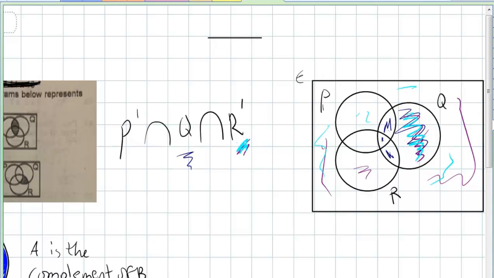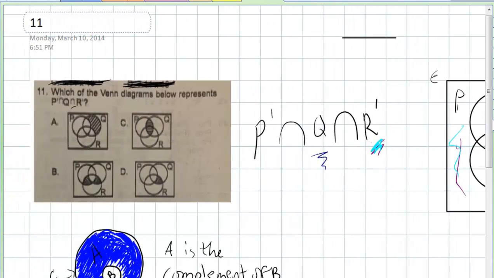So our answer is going to look like this section. Only this part of Q includes P prime and R prime. And that would be our answer over here, which is A.